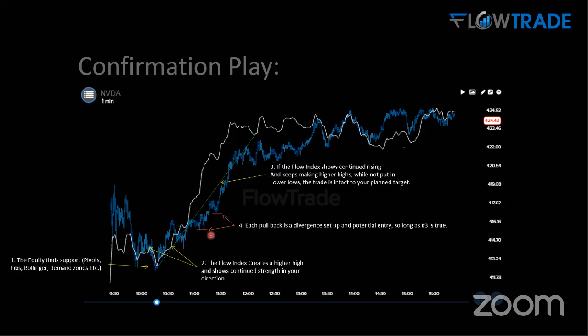So each one of these pullbacks here that I have indicated by the yellow arrows with the red lines, each one of those is a potential entry. So long as the flow index is still giving us that upside move, then we're good to go. And we can stay in this trade until we either get to our planned target, or we're looking at the bigger picture and we see some major resistance coming up. Whatever the case is, that's how we're using this.